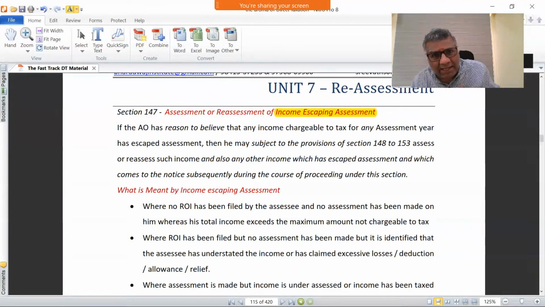I have taxable income, but I have not filed my return. I have filed my return, but not properly declared my income. I have filed my return, the assessing officer has completed the scrutiny assessment. Now the assessing officer comes across a detail that my income has escaped assessment.